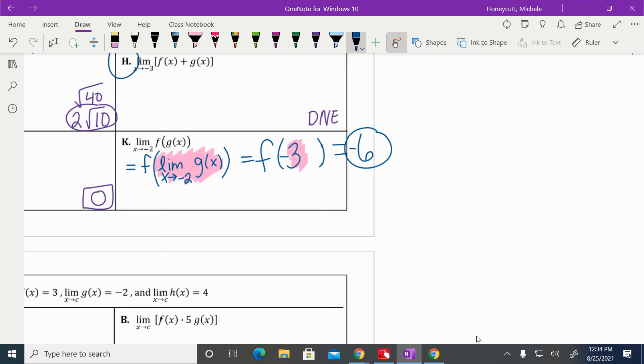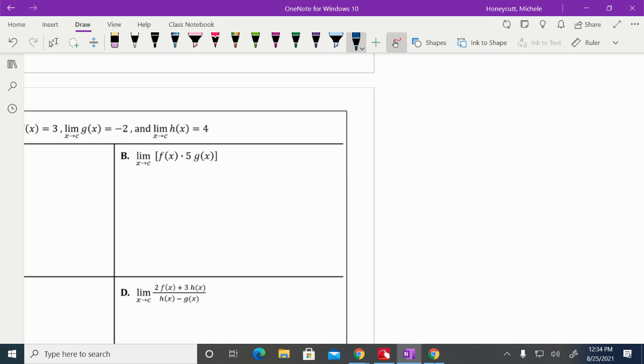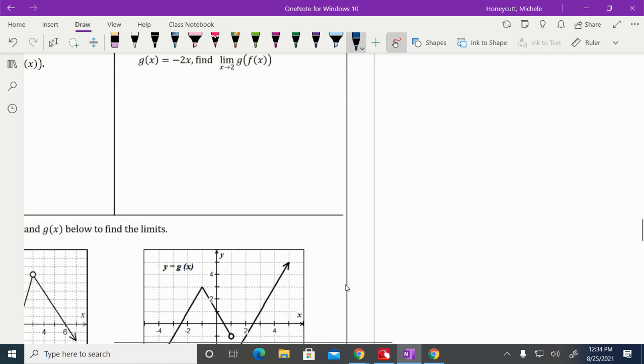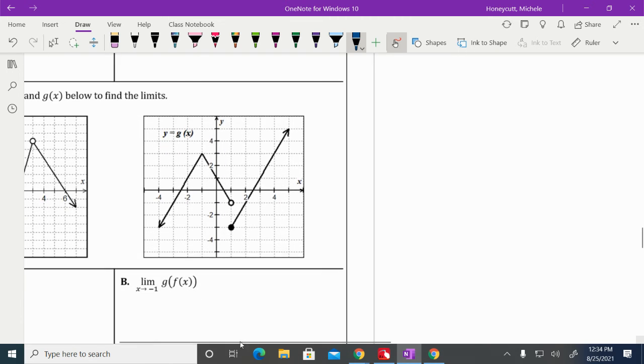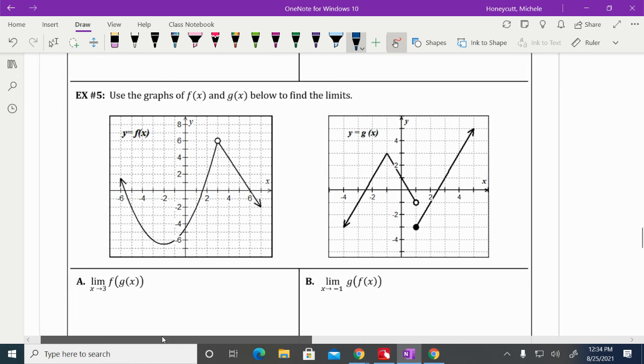So far, so good? Okay, so let's find another composition. Skip to the next page where you have A and B.